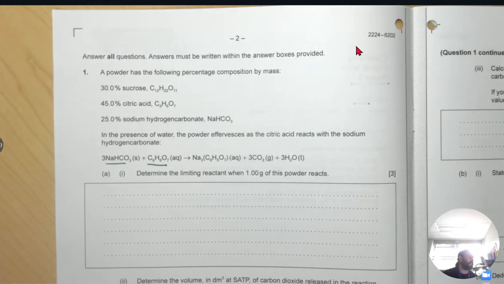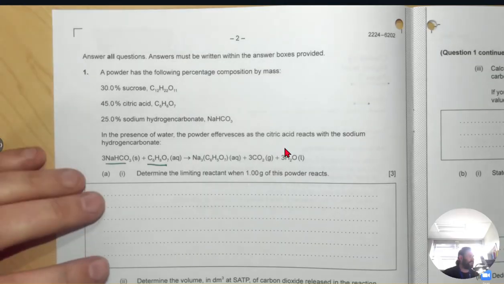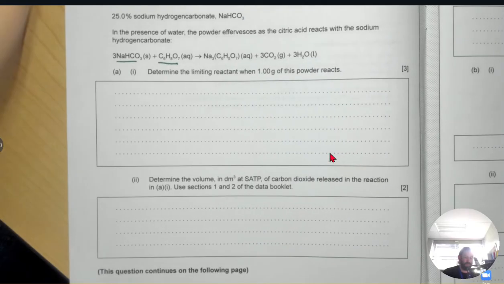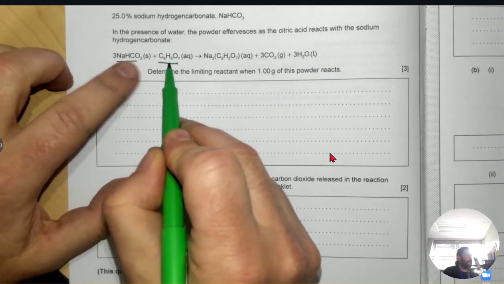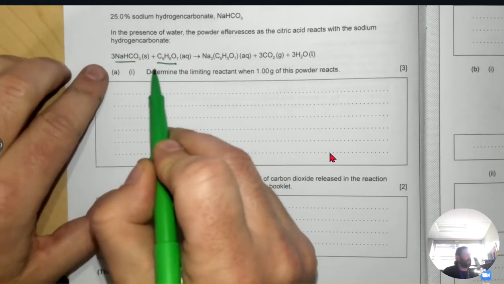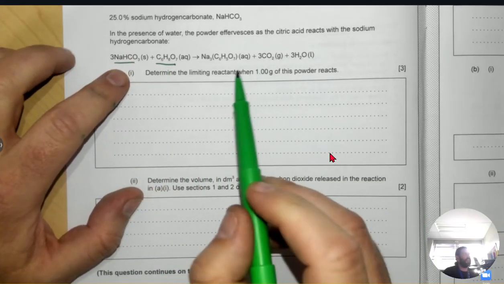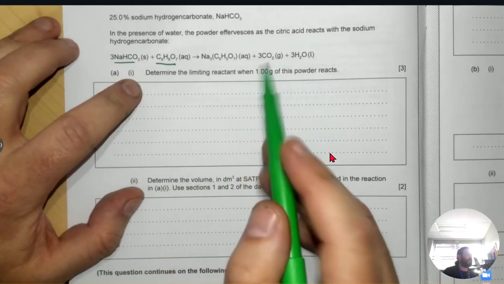powder reacts. So we're given the percent by mass. Now notice here we got the sodium hydrogen carbonate and the citric acid. Sucrose doesn't show up, so we don't need it. I always recommend to look ahead a little bit, because to determine the limiting reactant, we just have to find out how much of the products each of these reactants can make. Whichever one makes less is our limiting reactant, right?